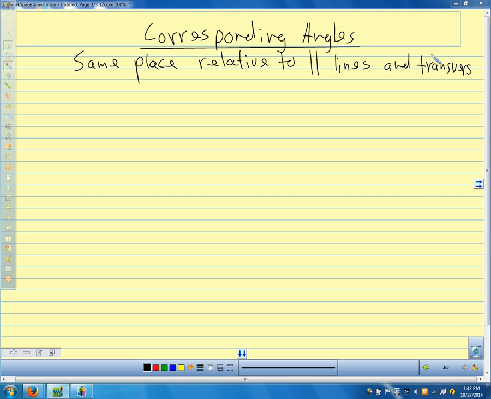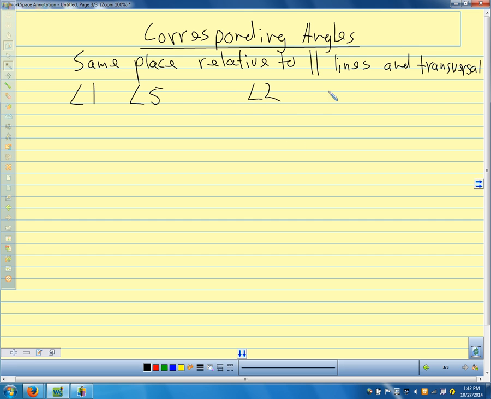The same place relative to the parallel lines and the transversal. So on your graphic organizer, the corresponding angles are, and I'm just going to write them in pairs here, so you can write these in your box. Make sure you leave a little space here because we want to figure out how they're related to each other. Angle 1 and angle 5. Both of those are above the transversal and to the left of the parallel lines. So we call those corresponding angles.